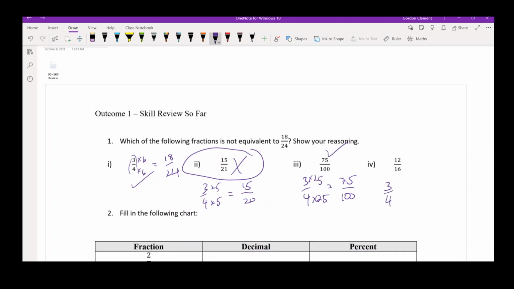And 3/4, if I times the top by 4, I match the 12. If I times the bottom by 4, I match the 16. So that one is a match. It's the second one that's not a match.